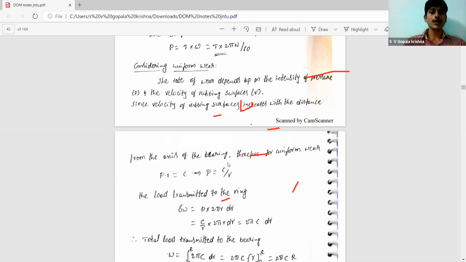So therefore P equals C by R. Similarly, P equals C by R. So the pressure value is C by R here.